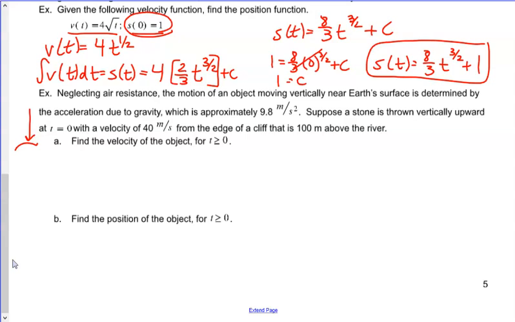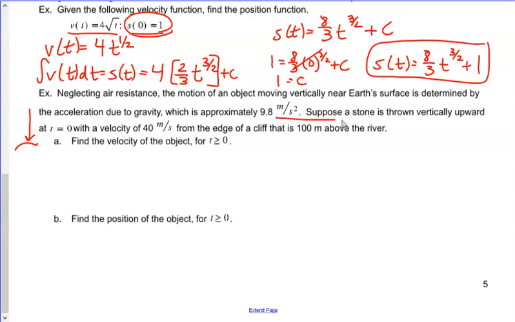Suppose that a stone is thrown vertically upward at t equaling 0 with a velocity of 40 meters per second from the edge of a cliff that is 100 meters above the river. Find the velocity of the object if t is greater than or equal to 0.